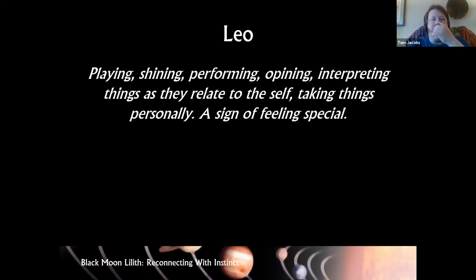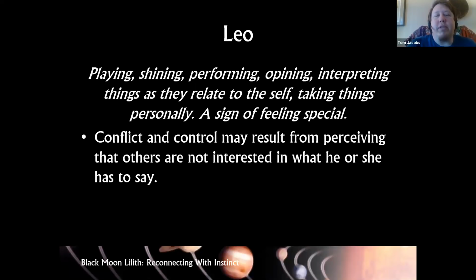Leo is the mode of the zodiac about playing, shining, performing, opining, interpreting things as they relate to the self. So, another sign of taking things personally, and a sign of feeling special and finding out what can be celebrated, right? How can I like myself in that way? How can I enjoy being me? So conflict and control may result from perceiving that others are not interested in what he or she has to say.